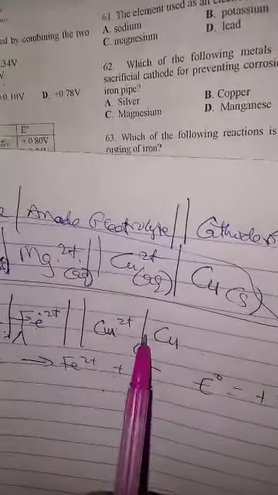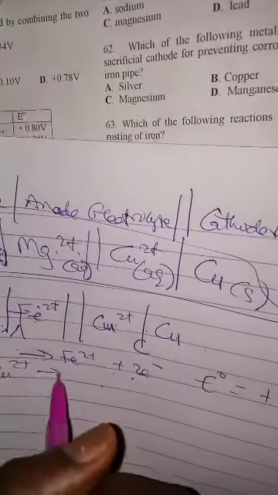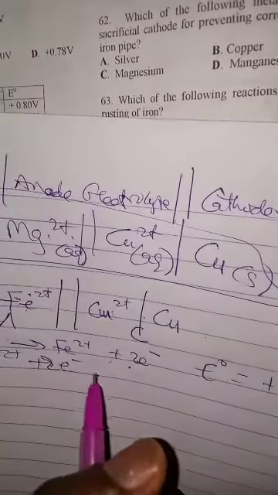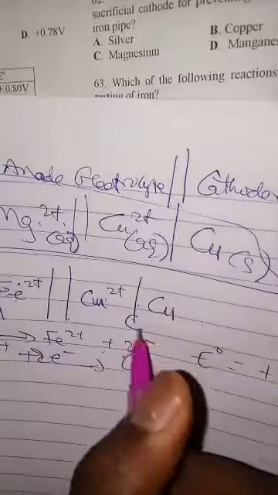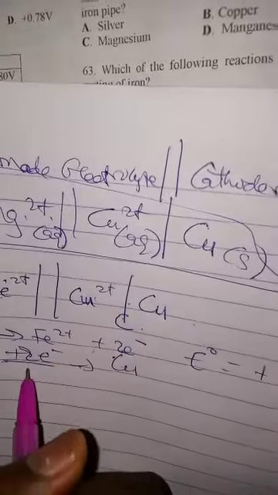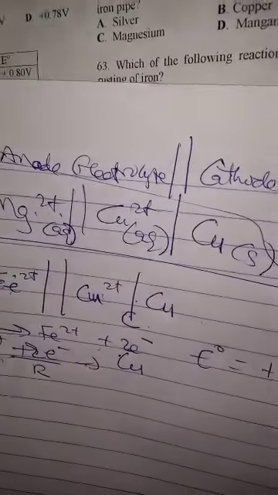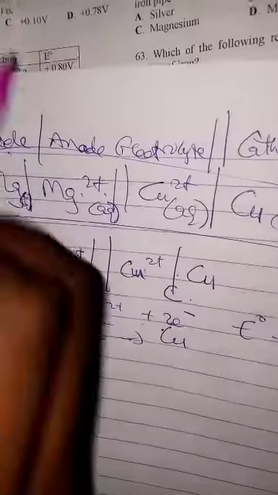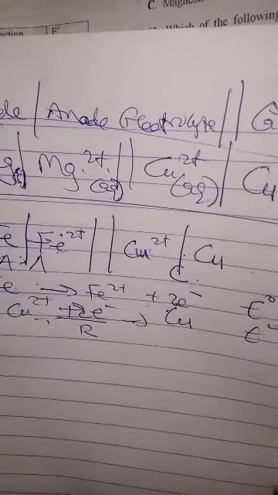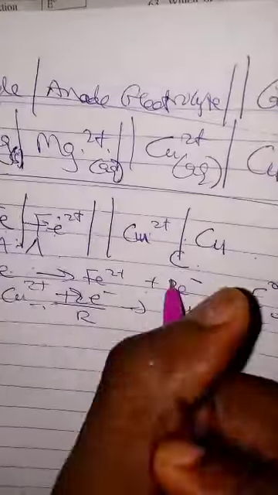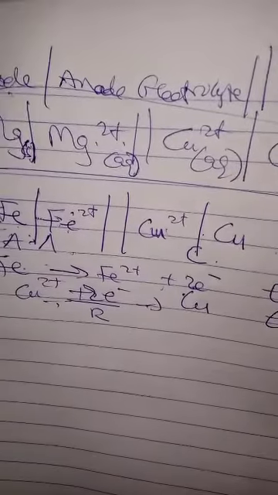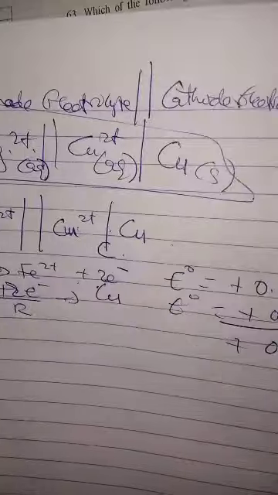Now, what do we need? Here we need Cu2+ plus 2 electrons to give us copper. That's your cathode. Cathode is gain of electron, reduction. So it's there already. Cu2+ plus 2 electrons. E naught is 0.34. So it's after you've done this that you can now add, not at the beginning. So you have plus 0.78 volts. That's the answer.